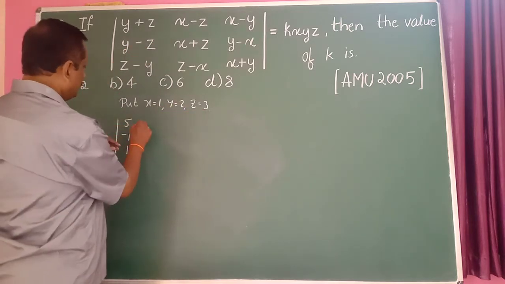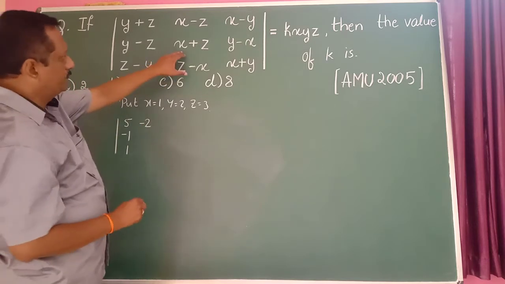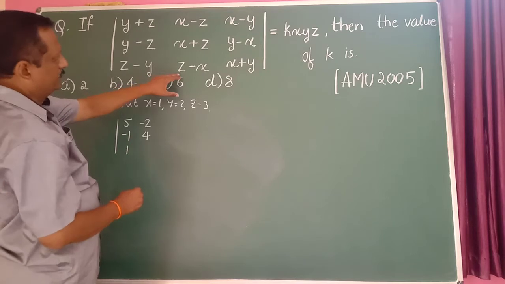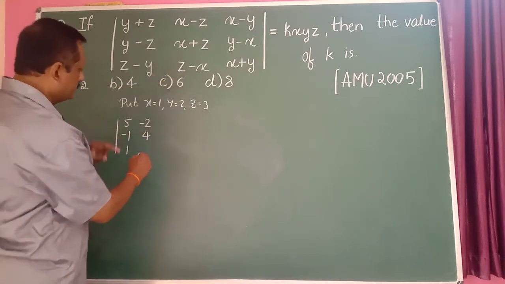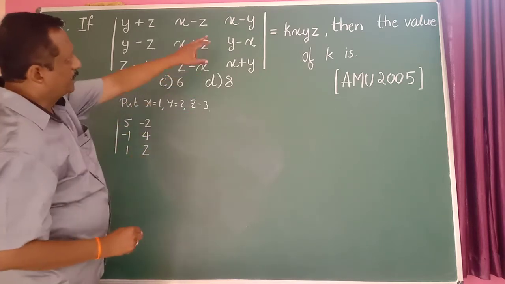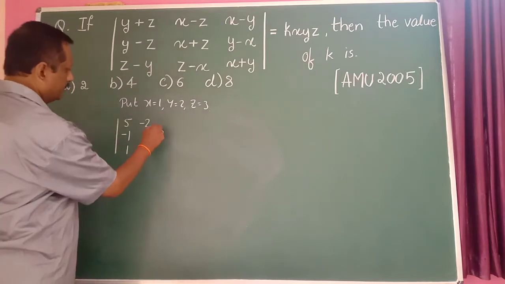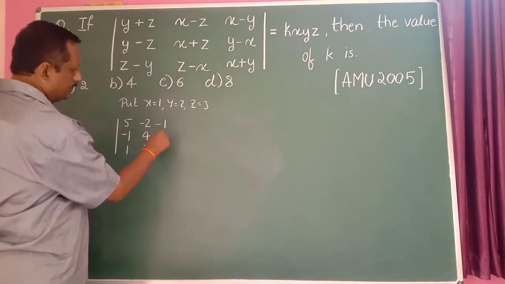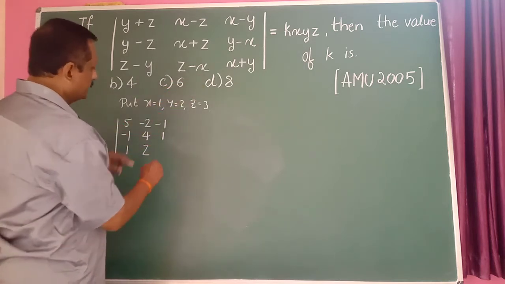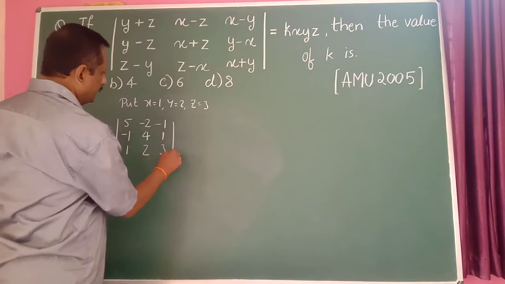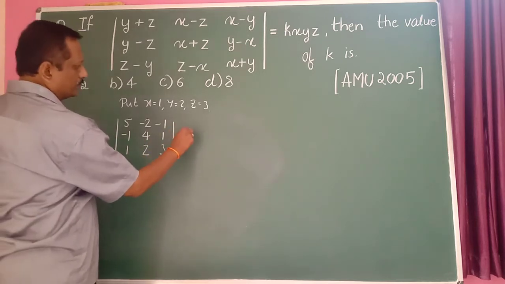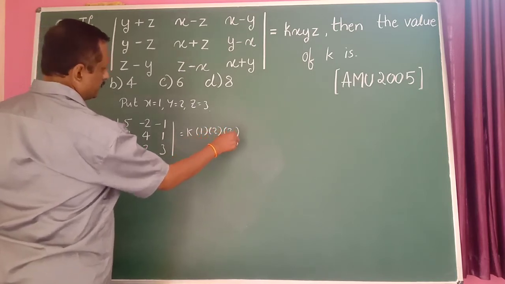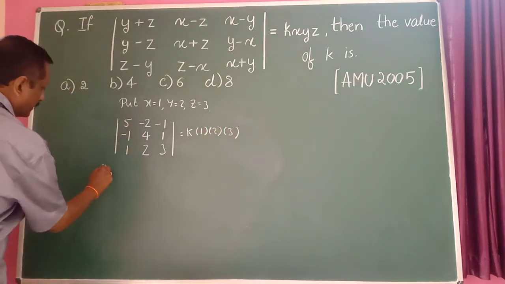minus 3 is minus 2, x plus z, 1 plus 3 gives 4, and z minus x, 3 minus 1 gives 2, x minus y, 1 minus 2 is minus 1, y minus x, 2 minus 1 is 1, x plus y, 1 plus 2 becomes 3, that is equal to k into 1 into 2 into 3. Here take a 2 common factor.